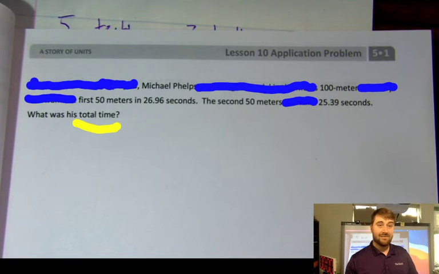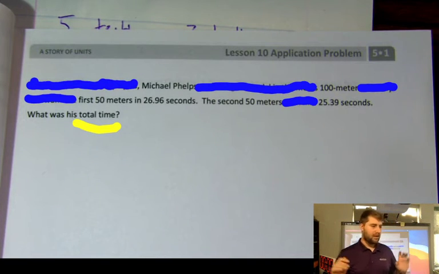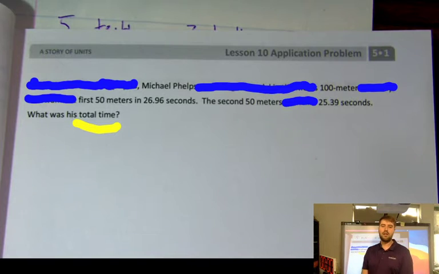All right. This is where I set you on your own to go ahead and try and solve this problem. Pause the video here. Try and solve this problem. Find out what Michael Phelps' total time was for the whole 100 meters. All right. Once you got this solved, come back together and we will talk about it.